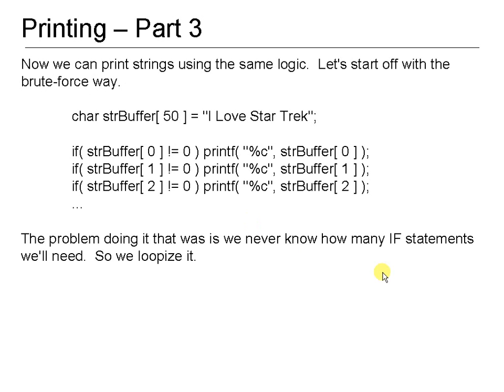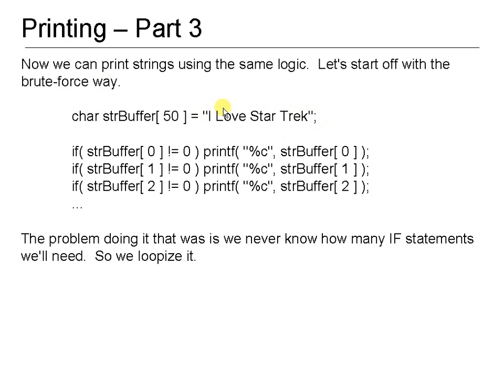Now we can take the same logic of using a while loop to look for the null terminator at the end of the string and apply it to other functions like printing. So let's start off with the brute force way of printing. We define a character array of size 50 and we set it equal to I love Star Trek. Now remember, a string literal, that's anything in double quotes, is automatically null terminated for us. So there's a \0 hanging out there. That's one of the rare things the compiler does for us.